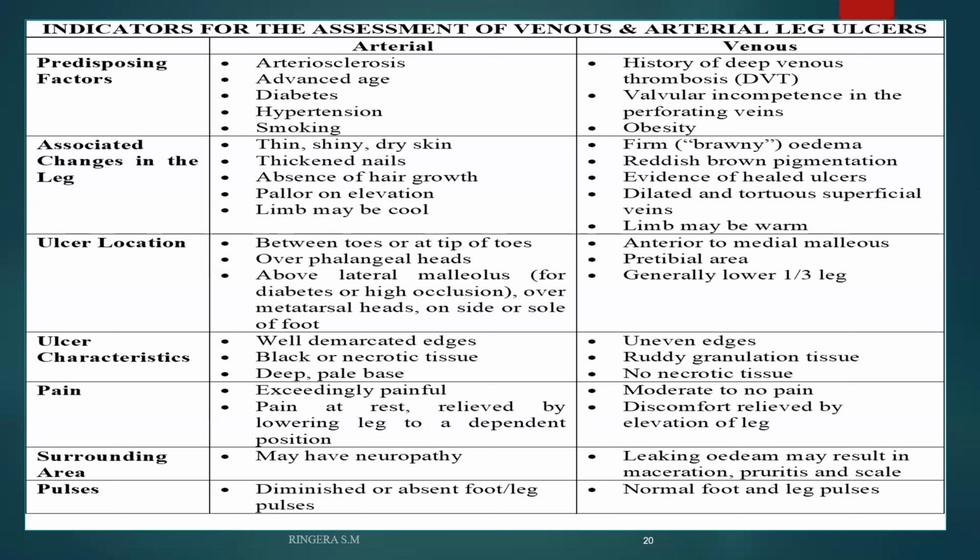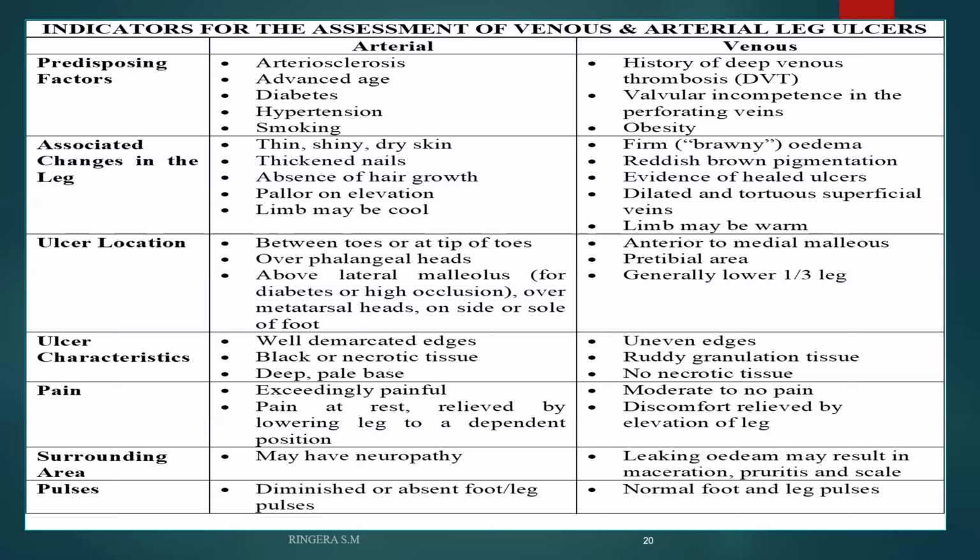Whereas for the venous leg, you'll find there's a bit of edema, which is not on the patient who comes with an arterial leg. There will be reddish-brown pigmentation that we call hemosiderin staining. There will be evidence of healed ulcers, so you find that there are scars here and there on the venous patient. You will find dilated and tortuous superficial veins even on palpation, and the limb may be warm. Notice the difference between the two.